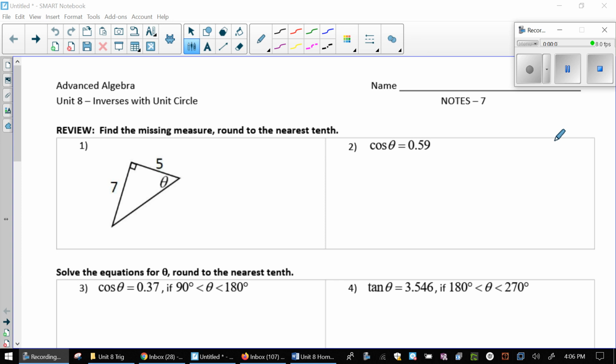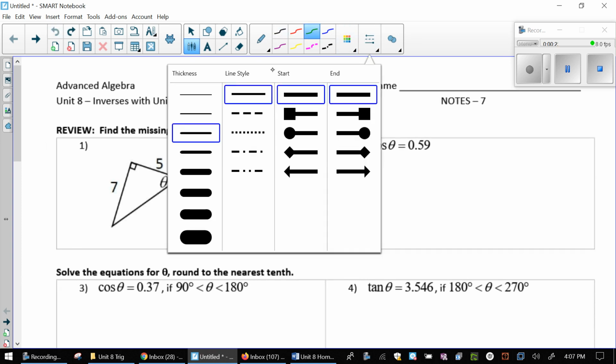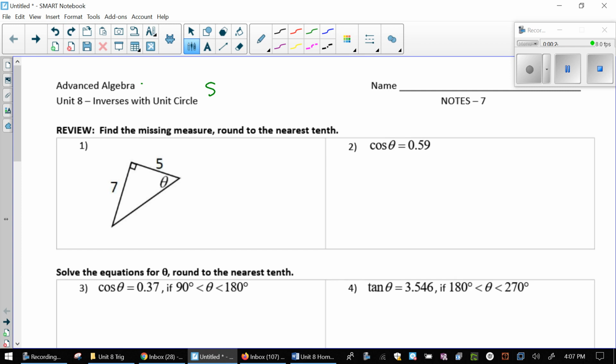This is our final topic of the year, believe it or not. Okay, we're going to do inverses with the unit circle today. And really, when we use the unit circle, remember that we're really going to be using a lot of special right triangles. So I'm going to add that up here to the topic so you guys remember how important these are. Special right triangles.